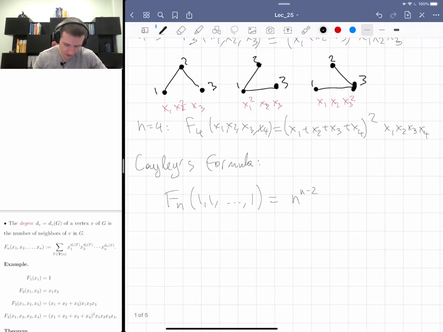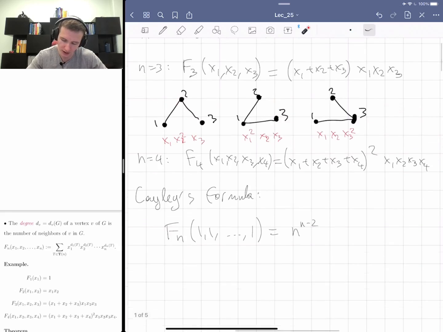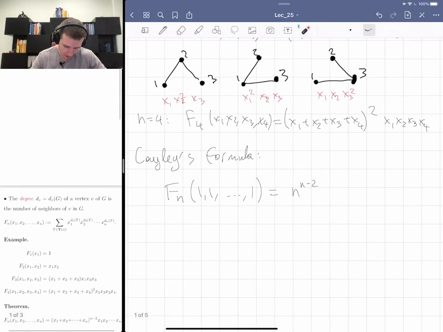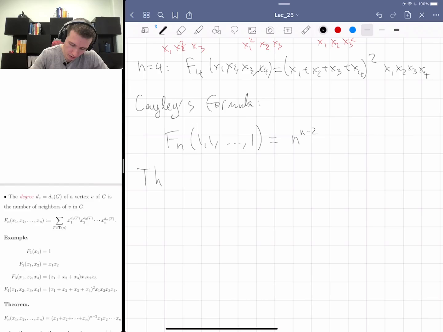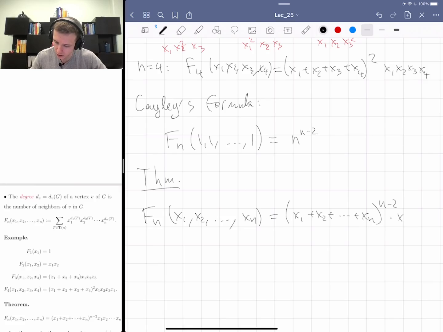So here's the theorem, which you can probably conjecture based on this data here. The theorem is exactly: fn of x1, x2, all the way up to xn is just the sum (x1 plus ... plus xn) to the n minus 2 times the product x1, x2, all the way up to xn.